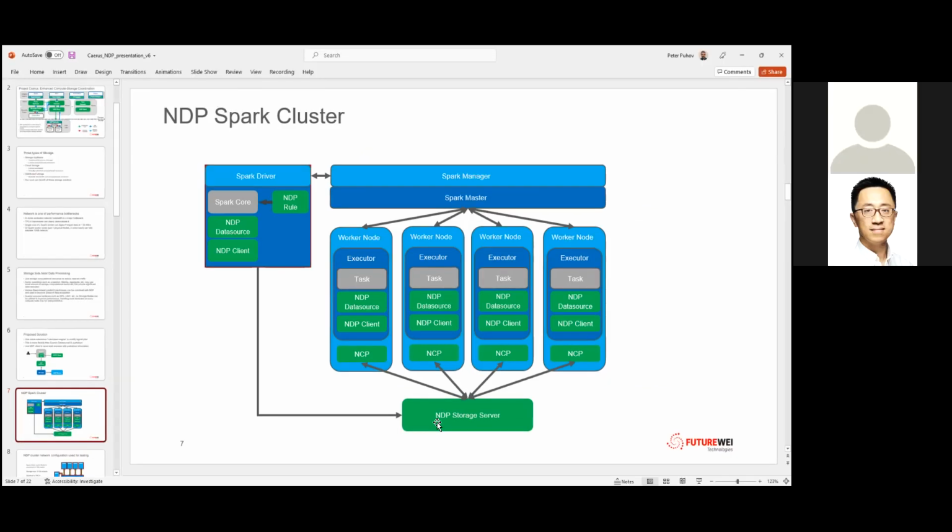So once that information is established, Spark will distribute the tasks to the workers. We have here an example of four worker nodes. The task itself will use a standard Spark mechanism to talk to the NDP data source, which plays by all Spark rules. And internally, it will use the NDP client and communicate with the storage. Okay, so that's a picture of how that looks. Please note that there is an NCP.